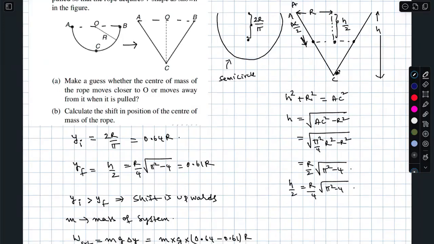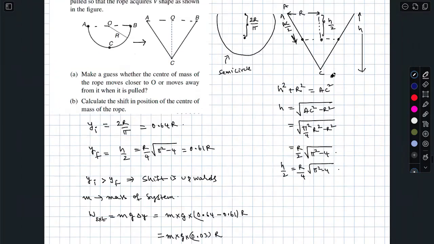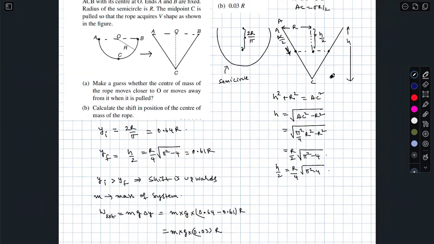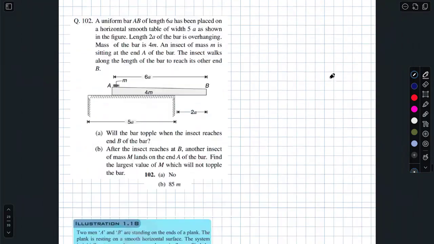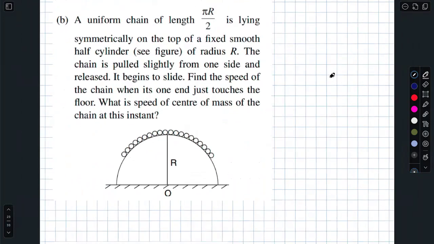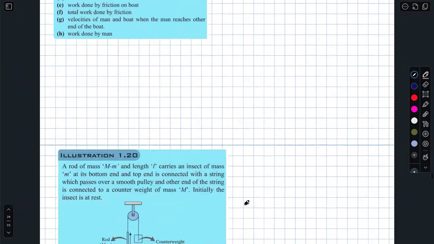Any doubts on this? Please ask me. If you have any doubts on this, please ask me. Are we clear? May I proceed to the next question? Do this fast, fast. 1, 2, 3, 4.